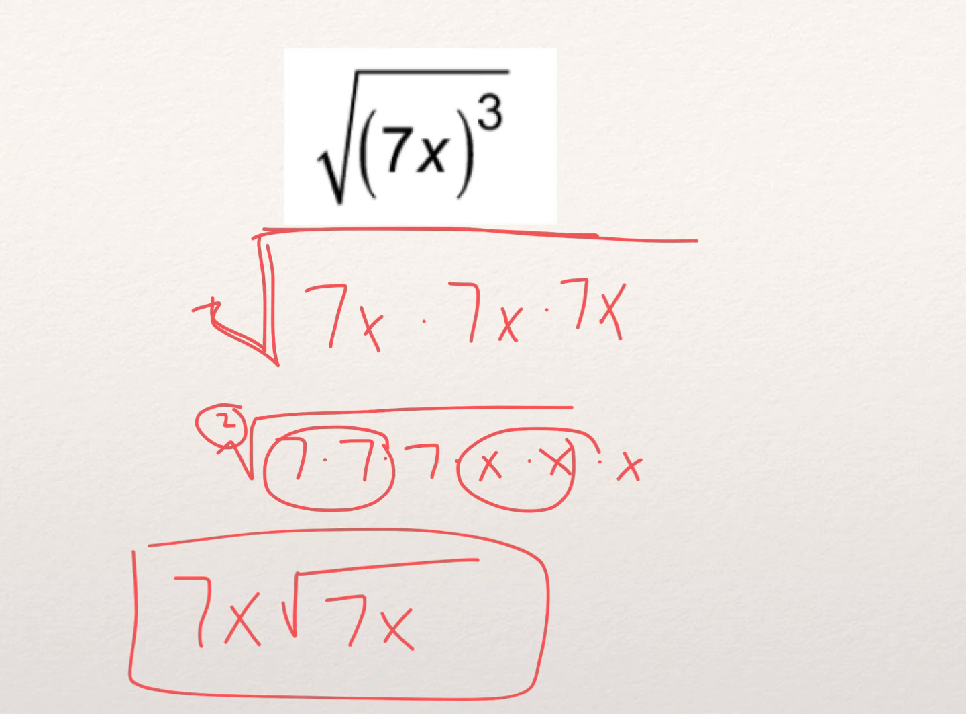So we get the same exact answer that we got in the last one. The only difference is that last question was written as the square root of 7x cubed. So it doesn't matter if your exponent is on the inside or the outside, you'll end up with the same thing.